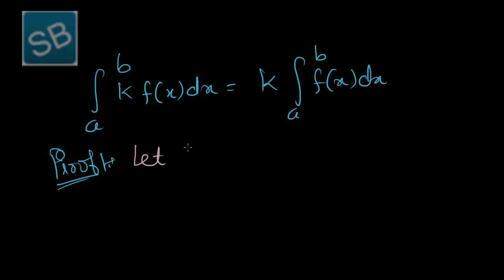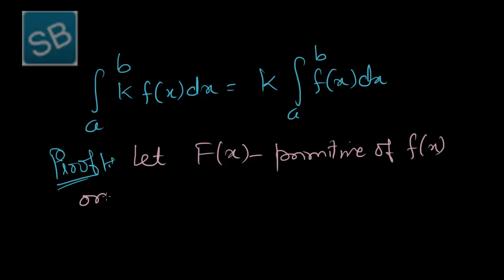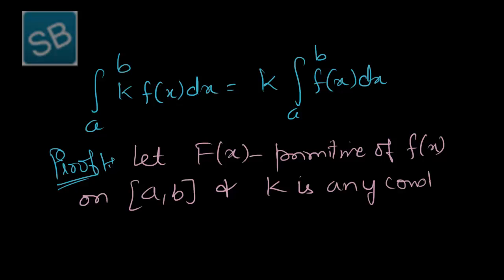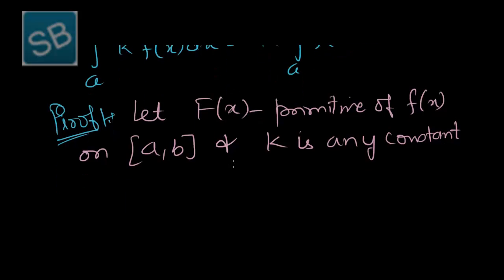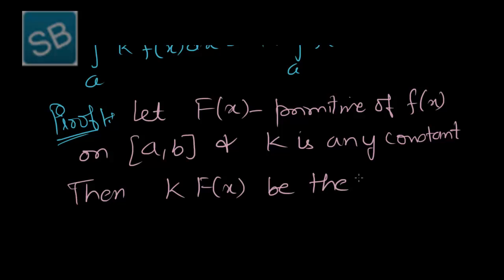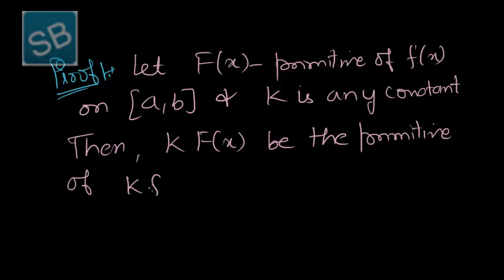Let capital F of x be the primitive of small f of x on the closed interval [a, b], and k is any constant. So here we have to prove that the integration of the product of a constant with the function is equal to k times the integration of the function over the limit a to b. As k is any constant and capital F of x is the primitive of small f of x, then k times F of x is the primitive of k times f of x.